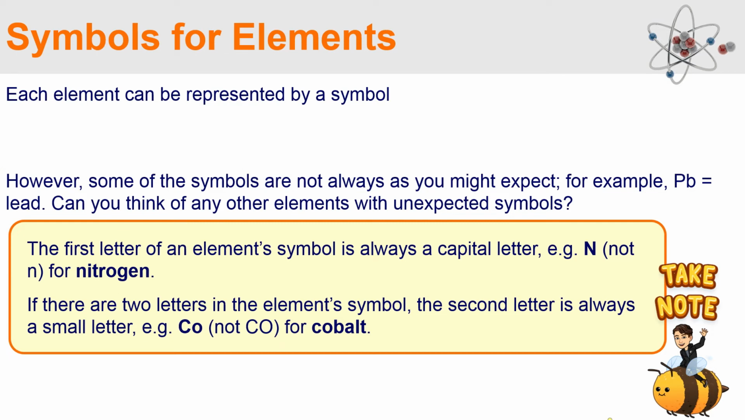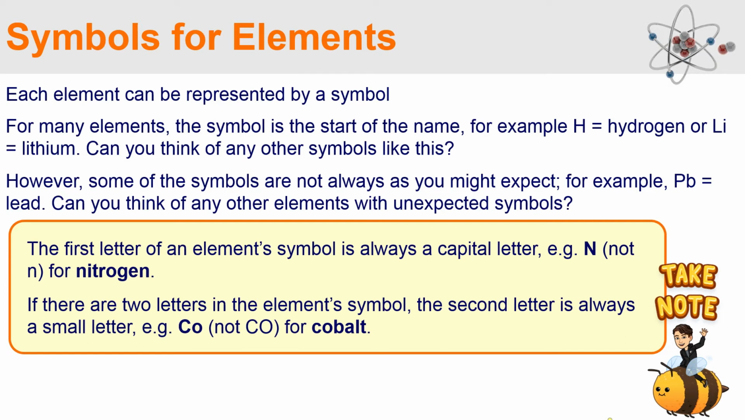Each element can be represented by a symbol. Usually, the symbol is the start of the name. For example, H for hydrogen, Li for lithium, O for oxygen. Can you think of any other symbols like this one?